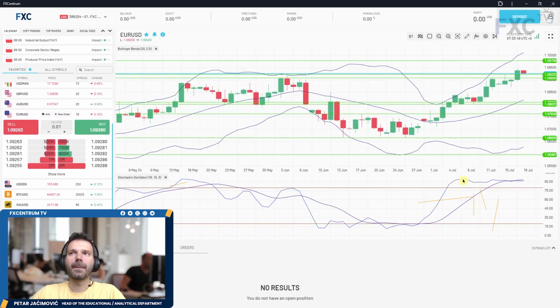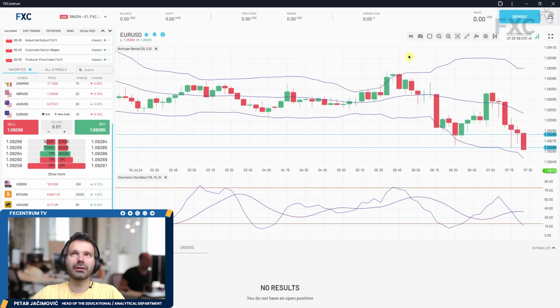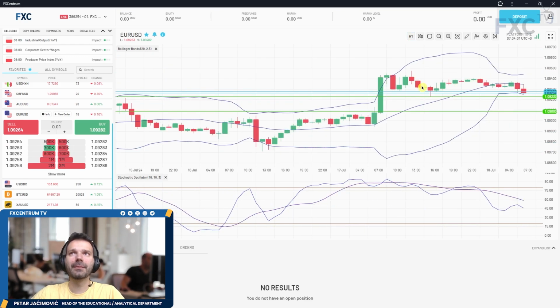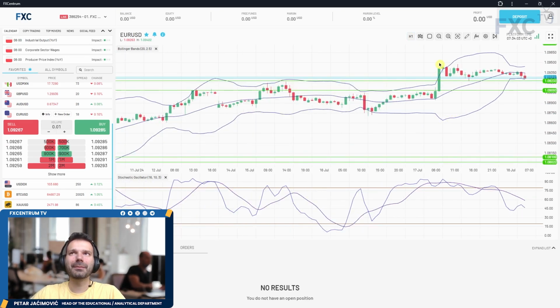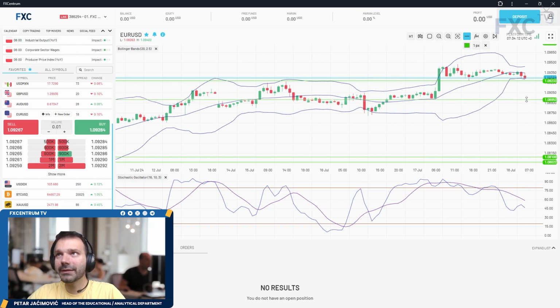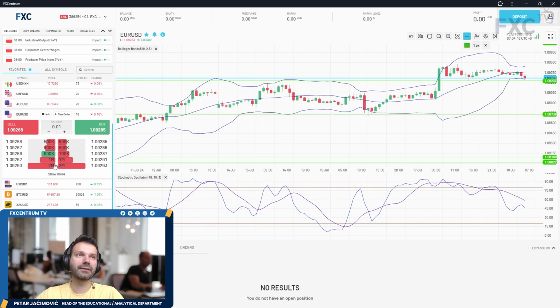Euro dollar, you can see here is trading alongside upper Bollinger Band, and we have quite an extension here on the daily time frame. On the hourly time frame, we had a breakout, but no follow through. Actually, in fact, I see potential for rotation back towards the 1.0895 or 1.0873.